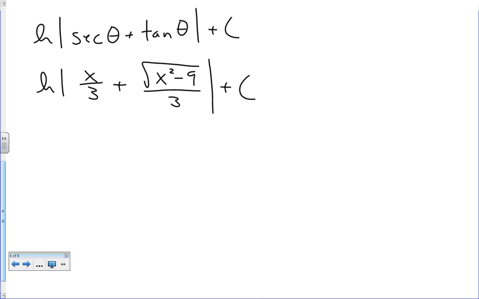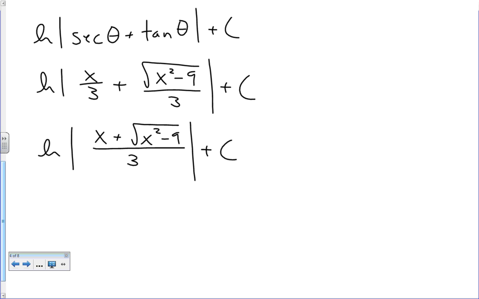So inside of this absolute value, you can see you have a common denominator, so I'm just going to combine those 2 fractions and write as the natural log of the absolute value of x plus the square root of x squared minus 9, all divided by 3, plus c.